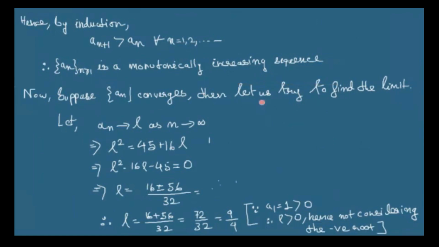Now we suppose that a_n converges to a limit and let it be L. Suppose a_n converges to L as n tends to infinity. Then solving the equation using the tail property of sequence, we get the value of L as 16 plus minus root 56 by 32. Now since a_1, which is the first term of the sequence, is 1, which is a positive quantity, our limit should also be a positive quantity. Hence we are not considering the negative root. So L turns out to be 16 plus root 56 by 32, which is 9 by 4. Hence we get that the sequence a_n converges to 9 by 4.